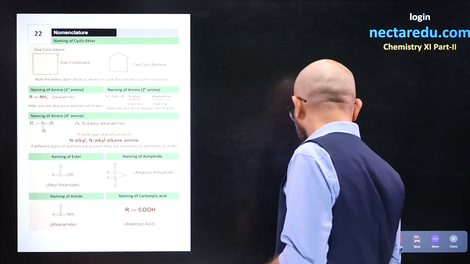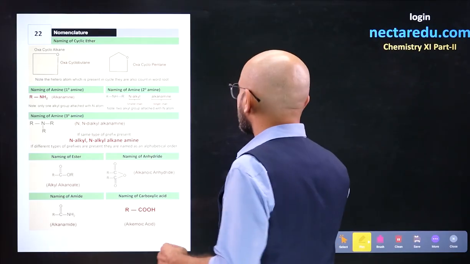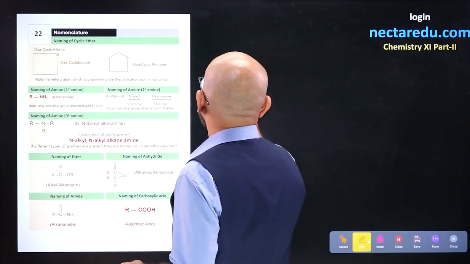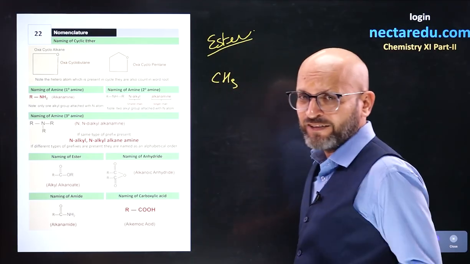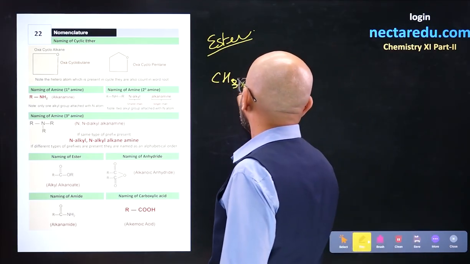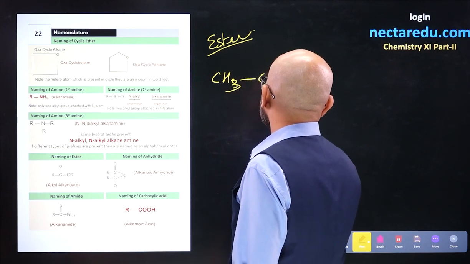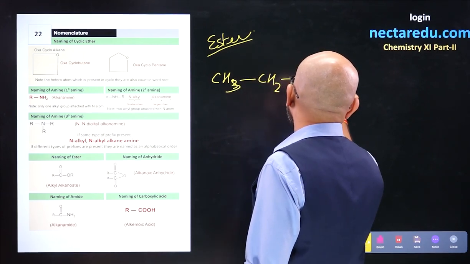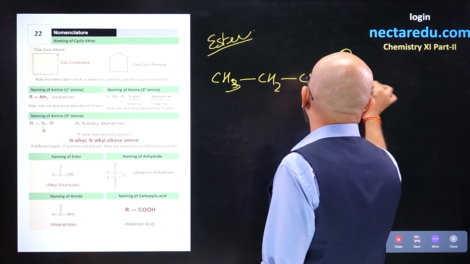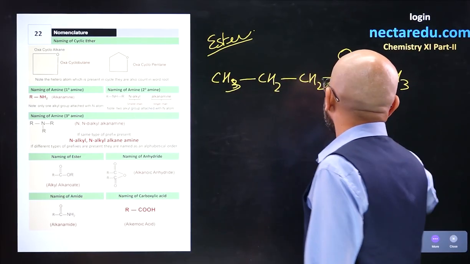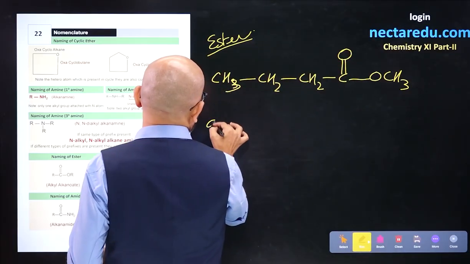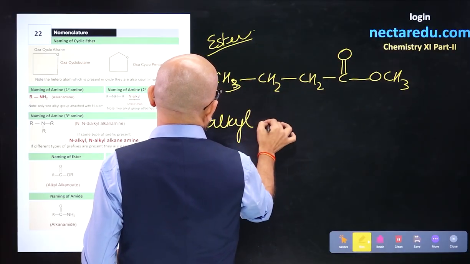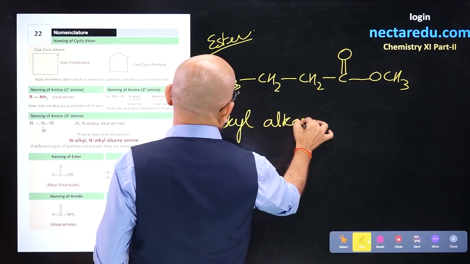Alright, next we will take one example from esters. I will show one example from each category so that you can understand very easily. So I have taken one example from esters, CH3, CH2, CH2, CO, OCH3. And esters are named like this: alkyl alkanoate.